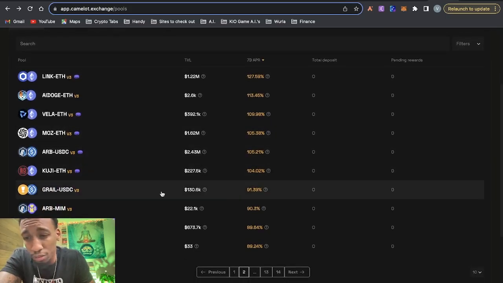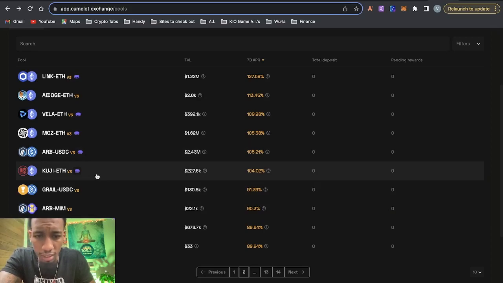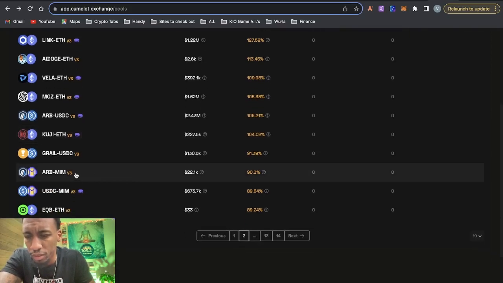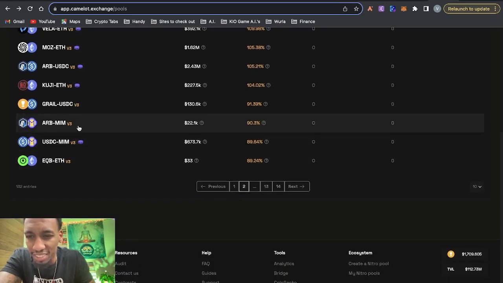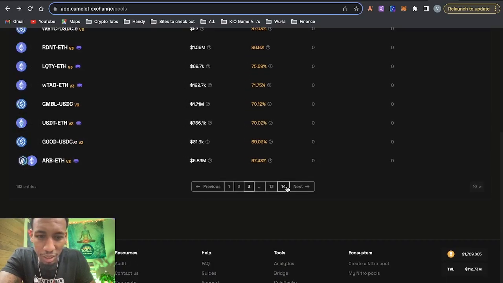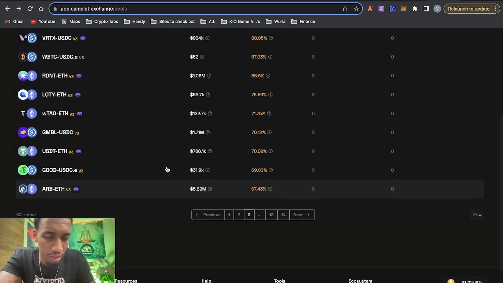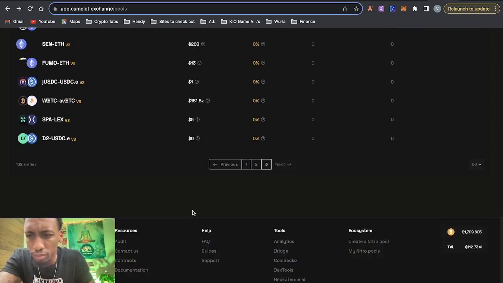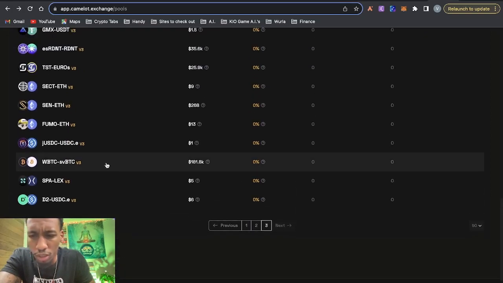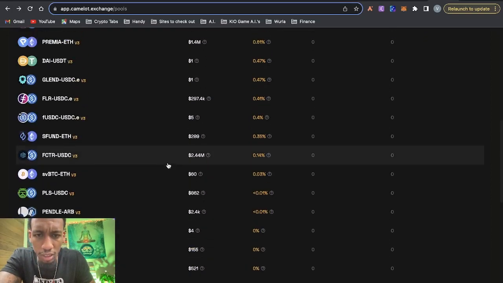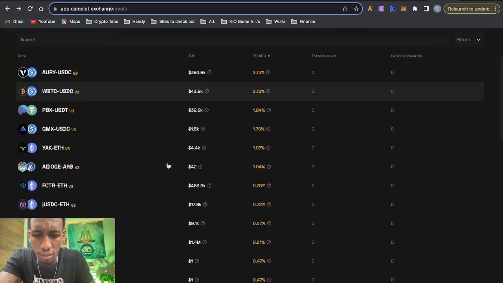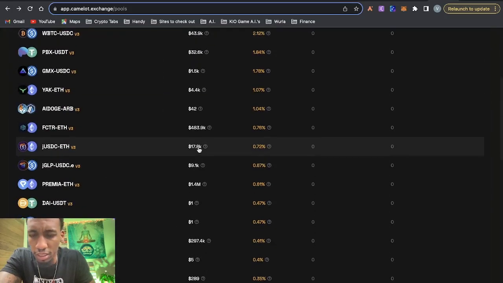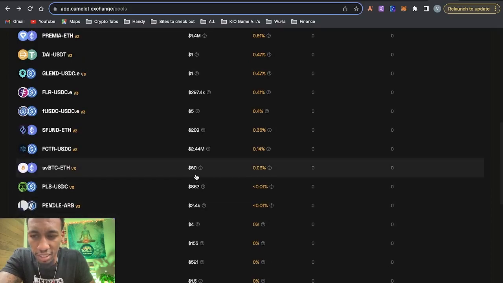Arbitrum USDC, 105%. Kujera ETH, 104%. Do people still use Magic Internet Money token? I wouldn't trust it. Let's see, they got 14 pages of pools here, so let me see if I can look at more per page. Yeah, Bitcoin and SVBTC. Okay, these are all super small TVLs now. We're getting to the dollar range here, a couple hundred bucks range.